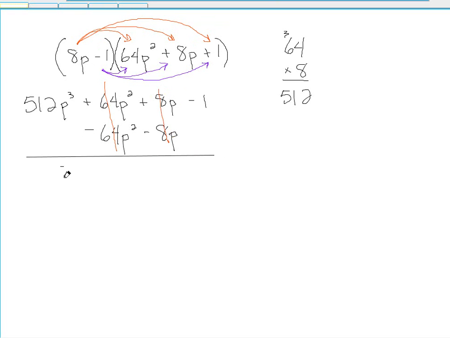If you see it here, you got 512p to the third minus 1. These two middle terms cancel out. And take a look at what you have here. You actually have a difference of 2 cubes here. Okay, you have a difference of 2 cubes, whether you knew it or not. All right, and this is how it would factor out right here.